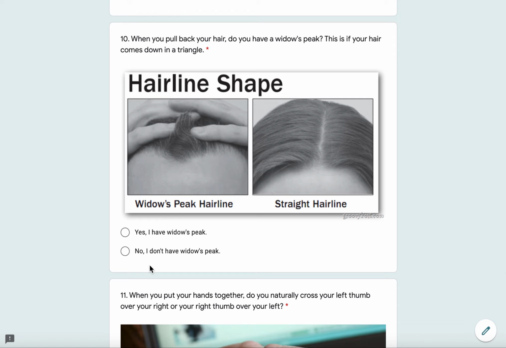Number 10. Let's take a look at hairline. When you pull your hair back, do you find a triangular shape on both sides? If you do, this shows that you have widow's peak. If you don't, then you have a straight hairline.